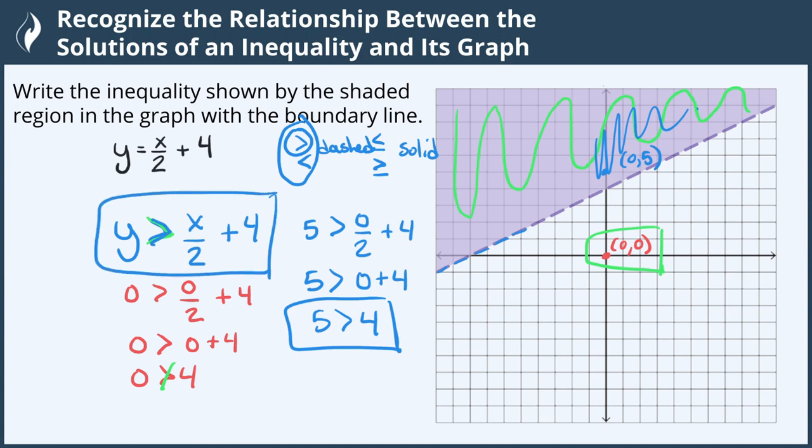So this shading above is correct, and we did pick the correct inequality. So this is our inequality. Y is greater than x halves plus 4. Another way to think about it is if it is being shaded below, this is a lesser than. If it's shaded above the line, it's greater than. And we're all done.